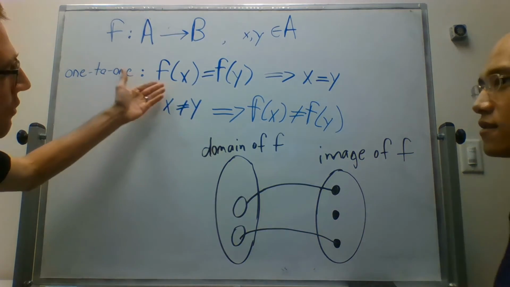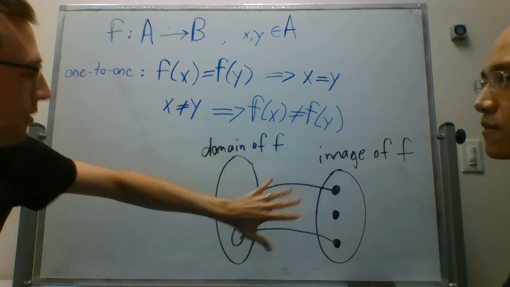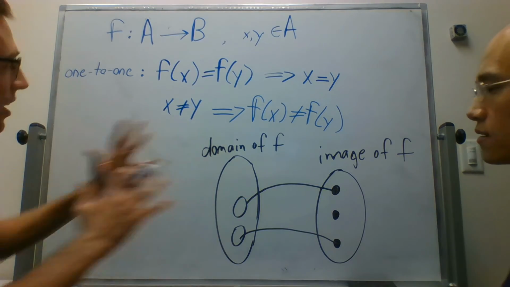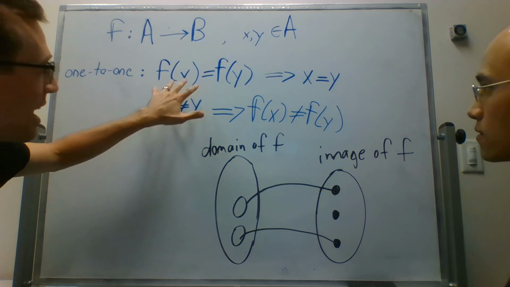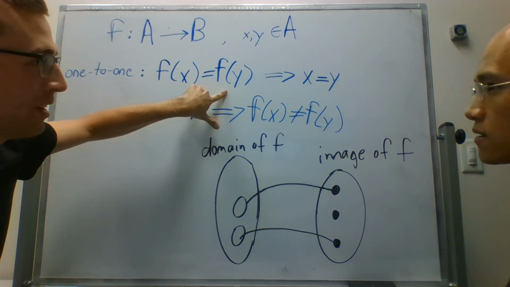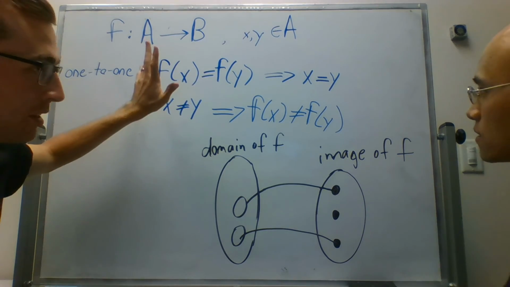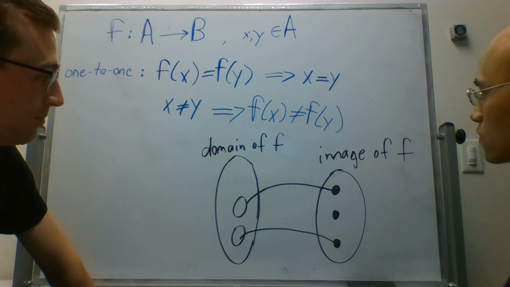Well, look at the definition, right? This has nothing really to do with making sure every element in the image has something in the domain related to it. It's strictly when you have an element in the image and you have two elements in the domain. If the element in the image is the same, it's got to be the same element in the domain. We're not talking about what you were referring to.